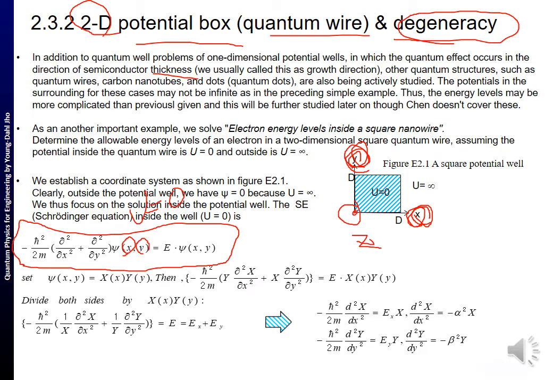Then the idea is we set psi to be capital X times capital Y. This is called separation of variables. This is the conventional method to solve complicated problems. Separation of variables.